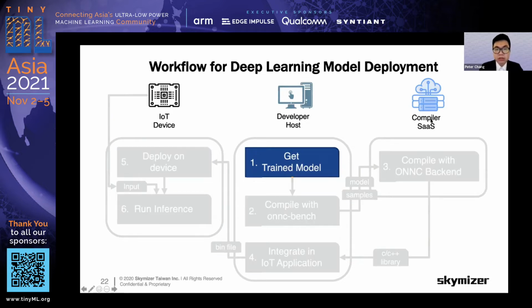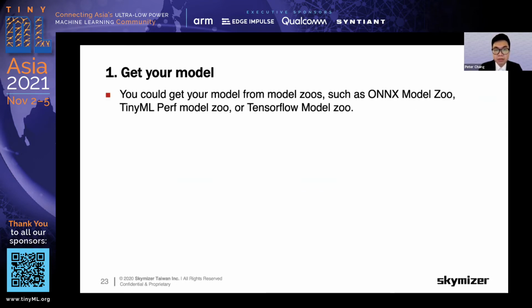So how does it work? First step, you will get your trained model. Perhaps it's the most familiar part for you because you could download it from the ONNX model zoo, the tinyML perf model zoo, and the TensorFlow model zoo. And perhaps you have your own model. Of course, you still could upload it in the format of ONNX or TensorFlow.